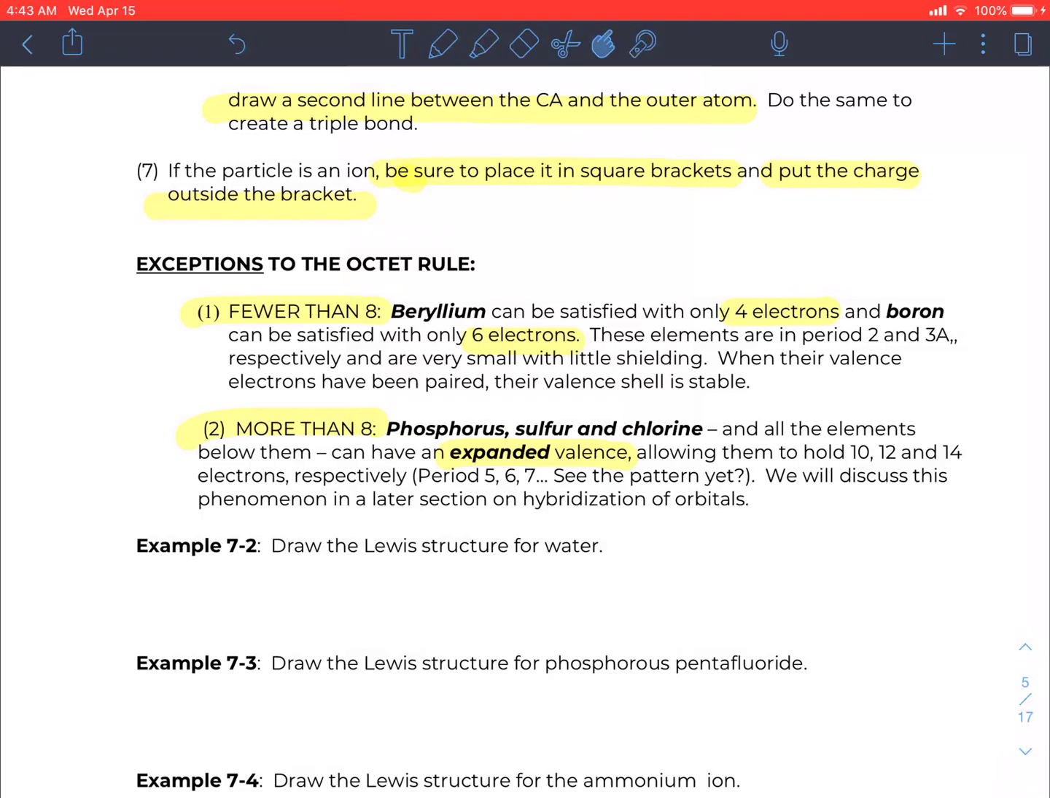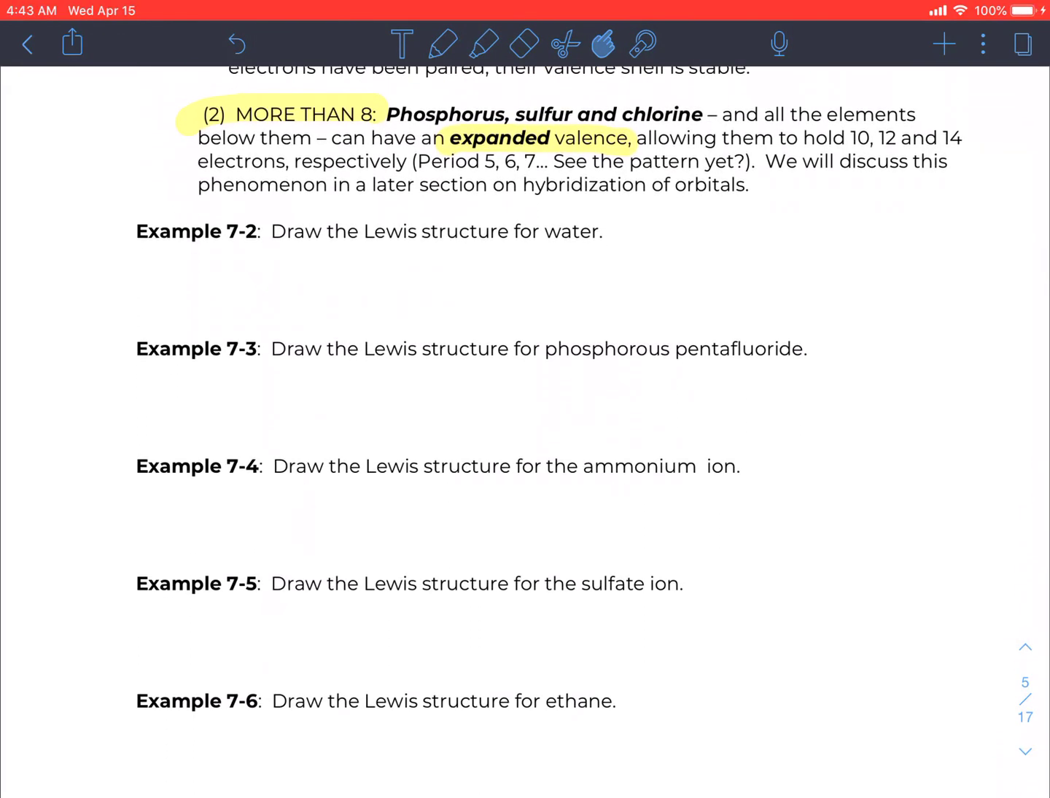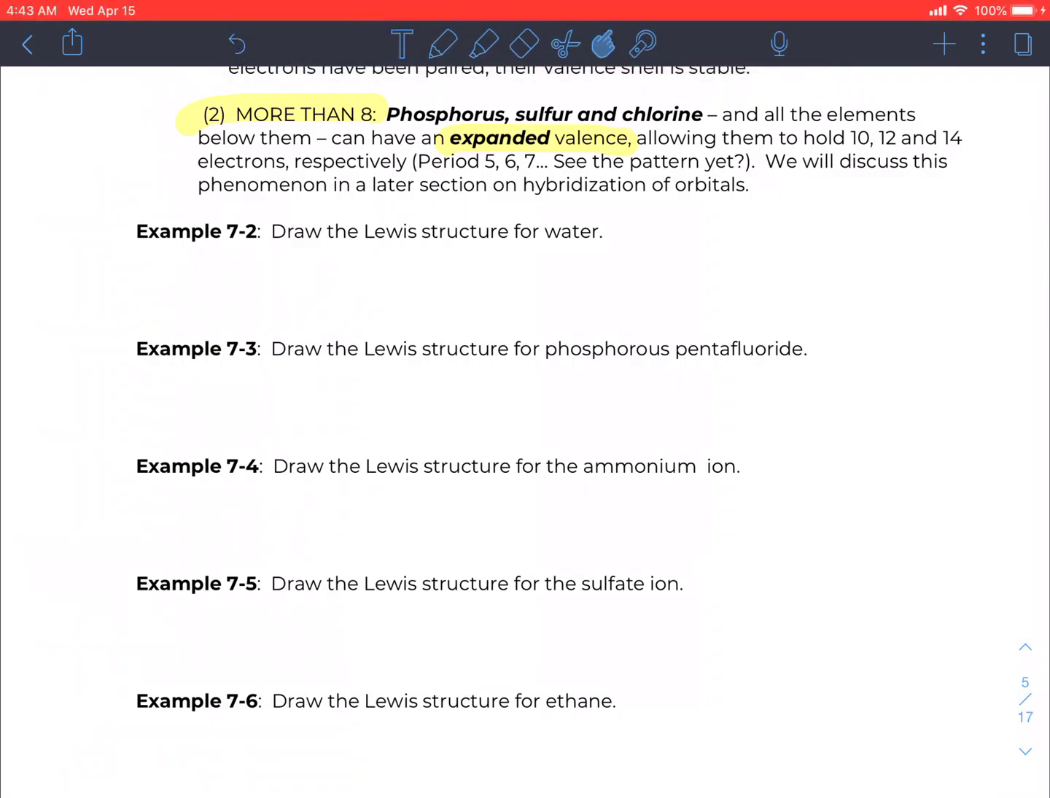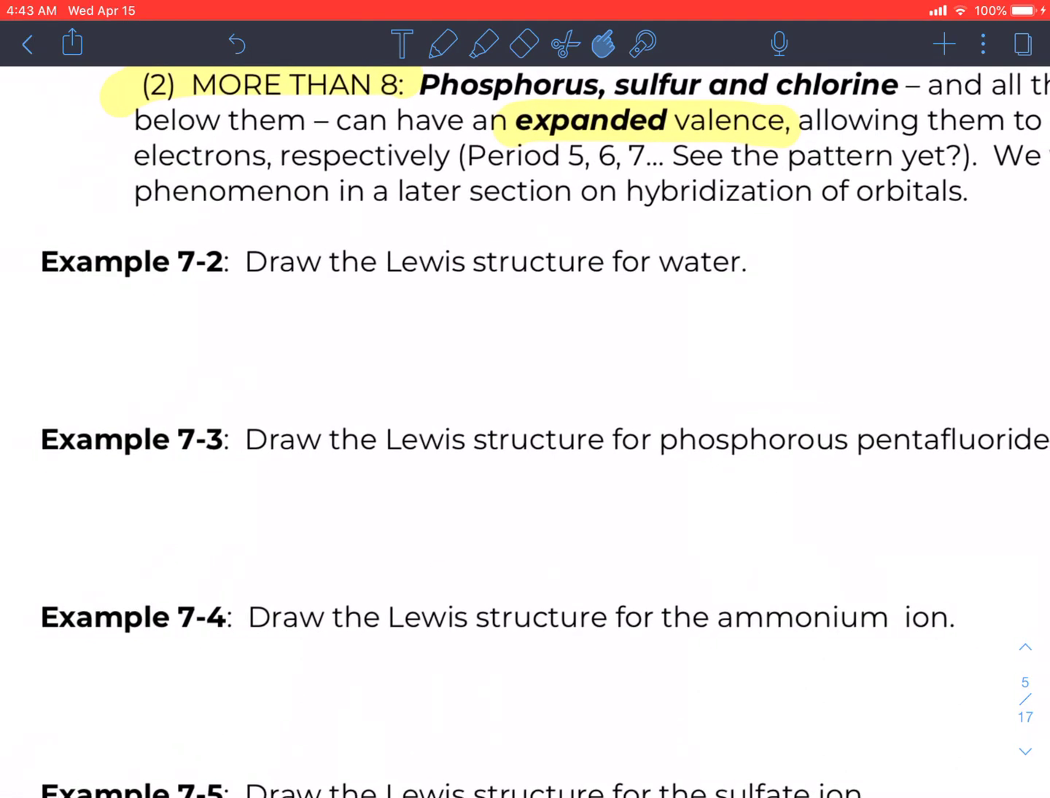Okay, so we're picking right back up with the notes. We're going to look at example 7 too. We're going to look at the rules for drawing these, okay? So I'm going to try to go slow. You can always stop and rewind the videos as we go through these.